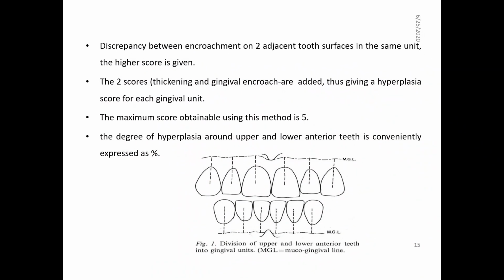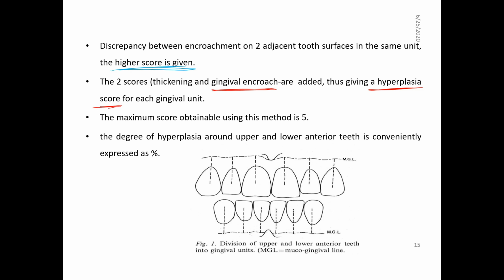So what we have just discussed with you, that discrepancy between encroachment on two adjacent tooth surfaces in the same unit, then the higher score is given. Next, the two scores, that is one, the thickening of the gingiva, where we have given the score of 0, 1, 2 when we have visualized the tooth from the incisal aspect, and the gingival encroachment. These are added together and this gives us the hyperplasia score for each gingival unit.